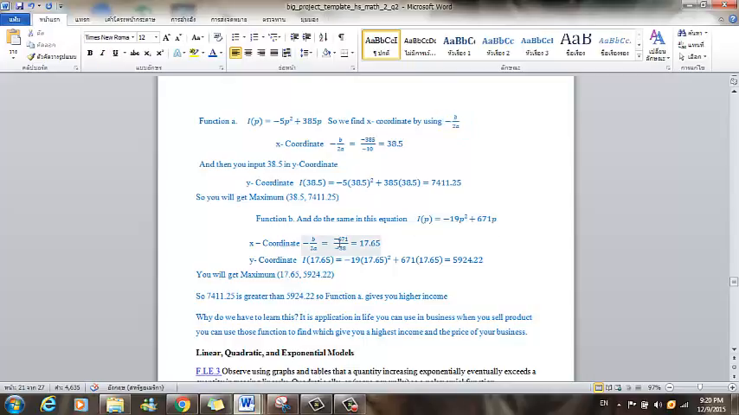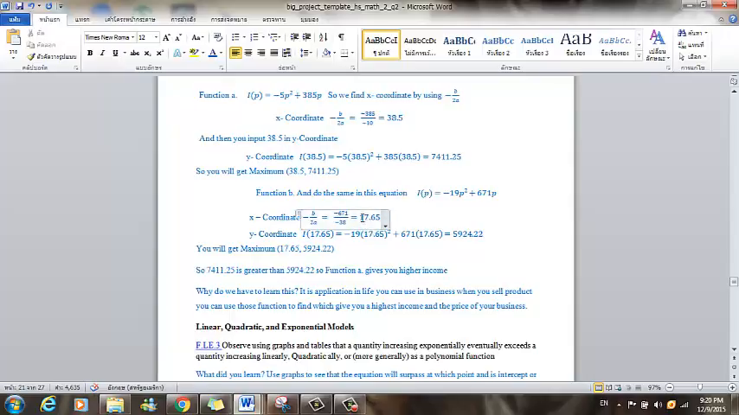So for the x coordinate, we're going to get 17.65 because b is 641.71, and we times 2 by 19, so it's going to be 38. Now you input 17.65 into p because we don't know y, so we input it, and you will get the answer 5,924.22. You will get the maximum.